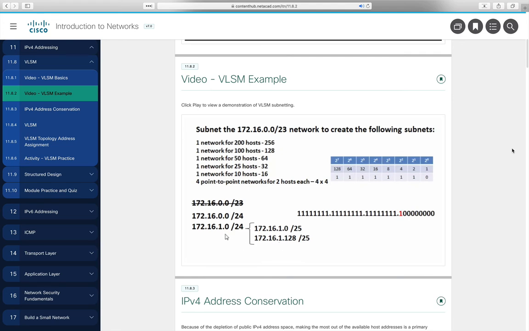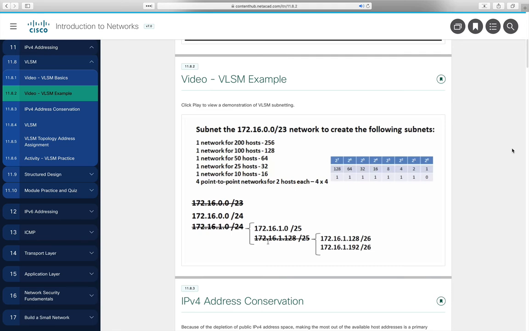So I've taken this one network of 256 hosts and subdivided it into two networks of 128 hosts each. Now I have a subnet to meet this second requirement. Moving on from there, I'll keep the first of these subnets and then further subdivide the second one. So now we no longer have the 1.0 network in its place. We have the 1.0 subnet and the 1.128 subnet. Then I subdivide the 128 subnet into two smaller subnets, /26 each.